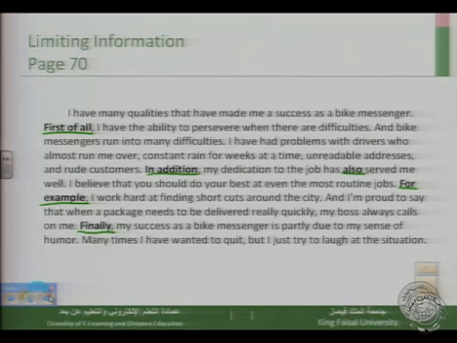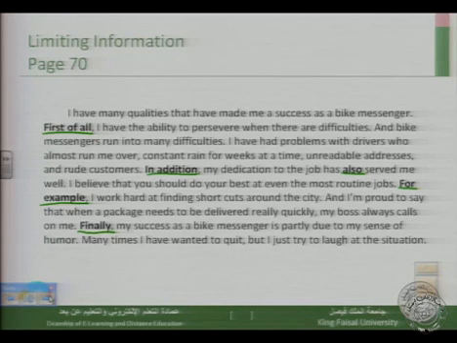I am going to read the paragraph to you now. I have many qualities that have made me a success as a bike messenger. First of all, I have the ability to persevere when there are difficulties, and bike messengers run into many difficulties. I have had problems with drivers who almost ran me over, constant rain for weeks at a time, unreadable addresses, and rude customers.